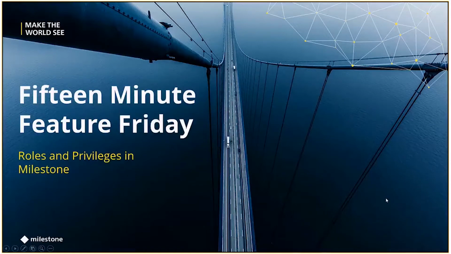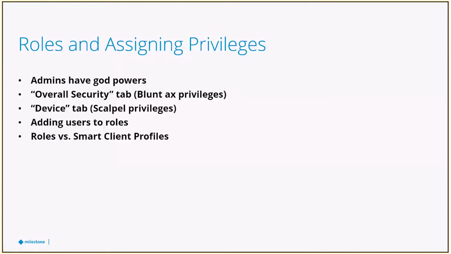So specifically what I want to go over is how the admin privileges work. We're going to touch on how admins have God powers in the system, what the difference between the overall security tab versus the device tab is. I call it the blunt axe privileges versus the scalpel privileges, and how you add users into roles, and briefly touch on the differences between roles and smart client profiles.